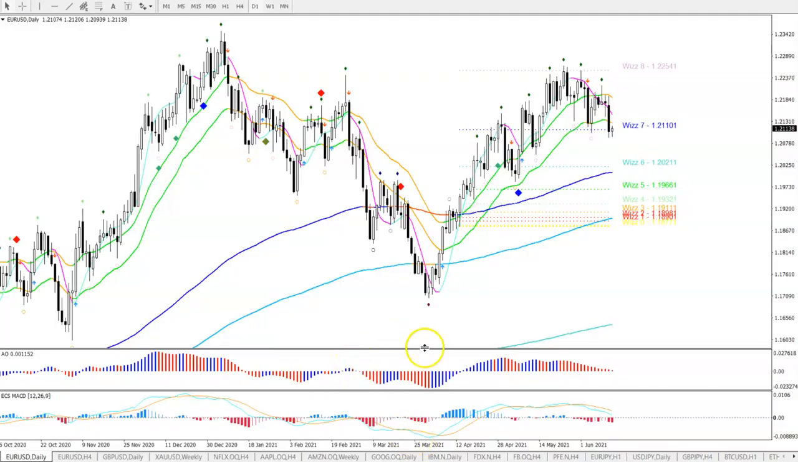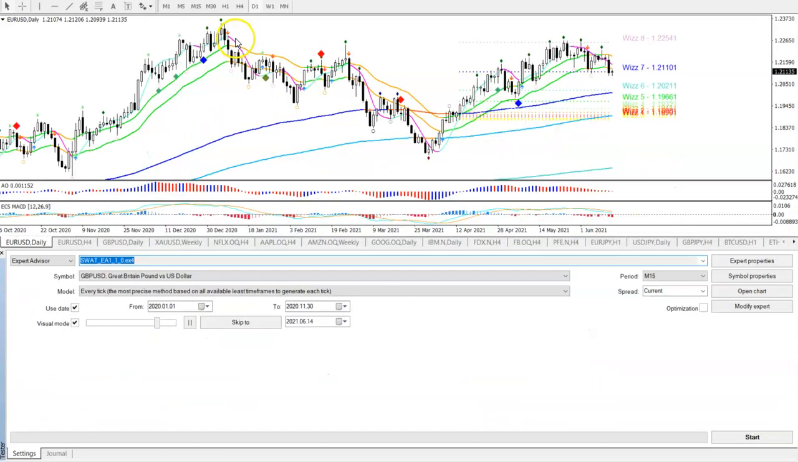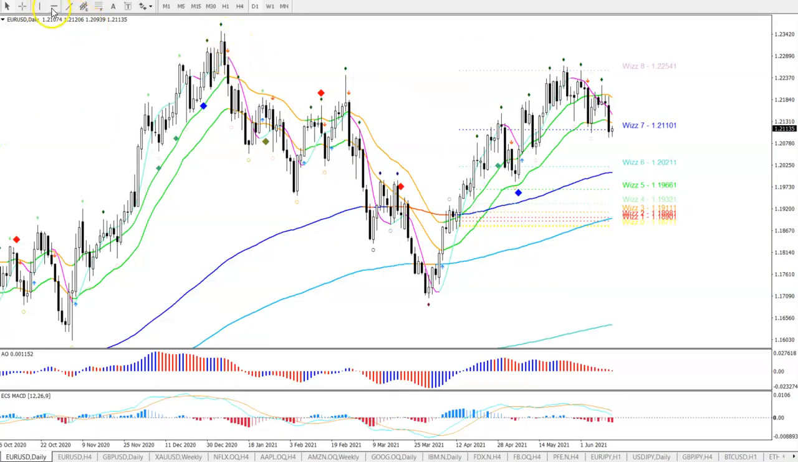Let's start with the euro dollar. Price is breaking below the 20-day zone support, so that indicates a potential bearish bounce finally, as we expected at this previous top right in here.